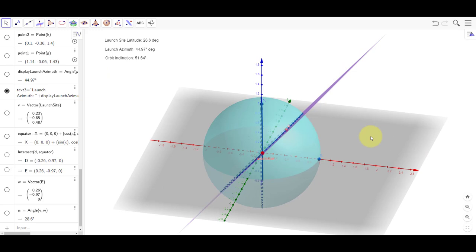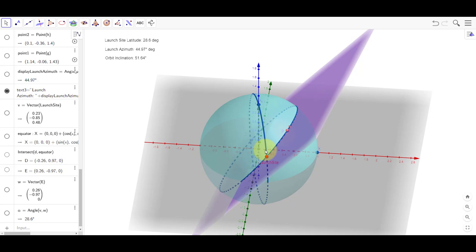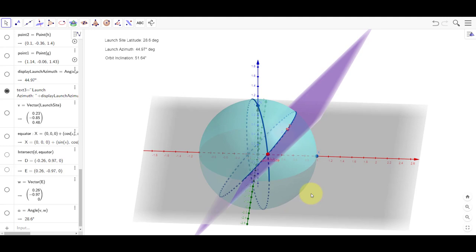So let me just go back one more time to make sure this is clear, that you see the difference between the azimuth and the inclination. In this case, we're launching at 28.6 degrees latitude, like from Kennedy Space Center, with a launch azimuth of about 45 degrees, and we get this orbit inclination of about 51.6. So again, the azimuth is the angle between the direction straight north at the launch site and the orbit ground track. That's the azimuth. And the inclination is the angle between these two planes, the plane of the orbit and the plane of the equator.